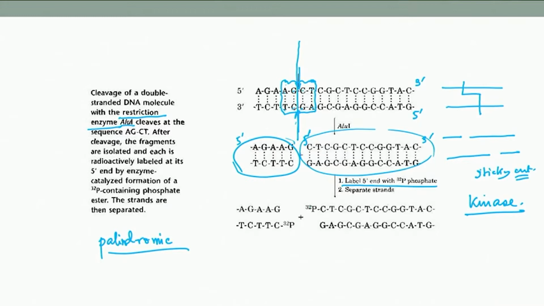Now, here what Maxam and Gilbert did, they took a kinase which does phosphorylation of the 5 prime end. This phosphorylation agent is nothing but ATP. ATP is a triphosphate, where the gamma phosphate is labeled with radioactive phosphorus, which is called P32, where the atomic mass number is 32. Okay. So, that is radioactive.